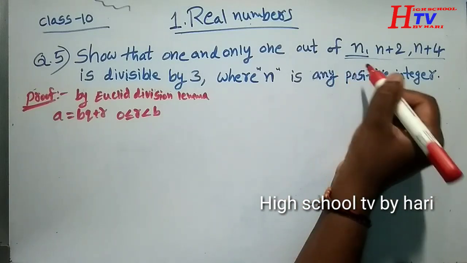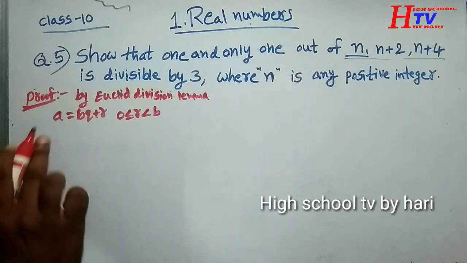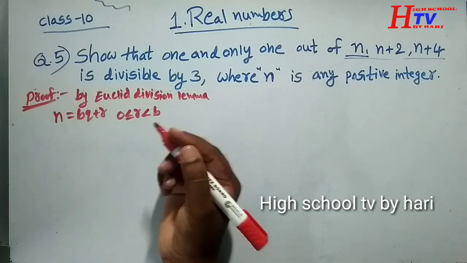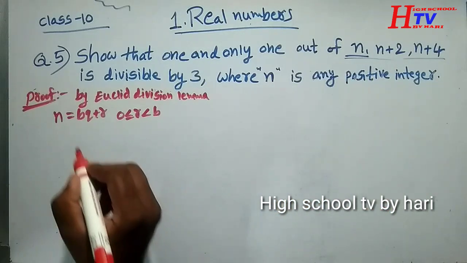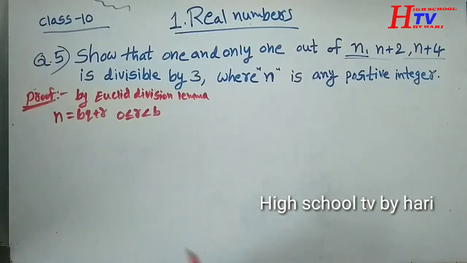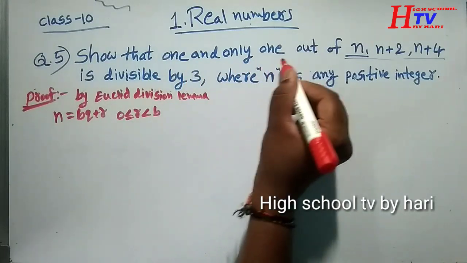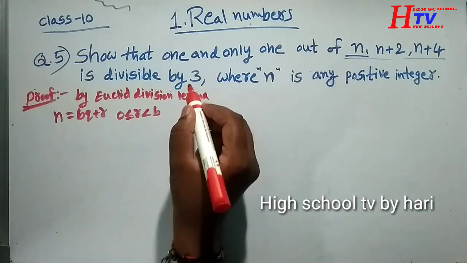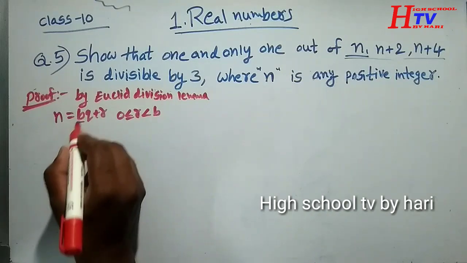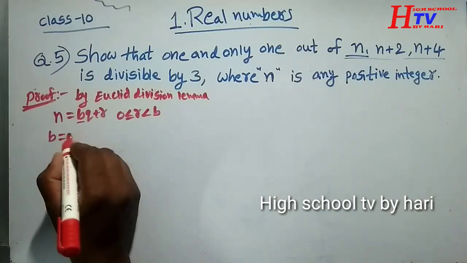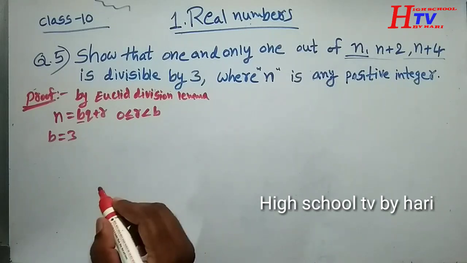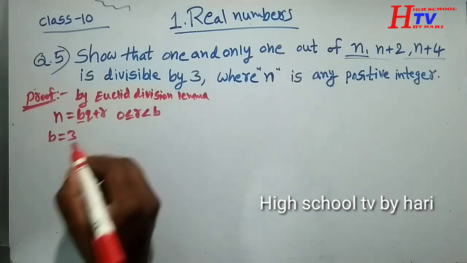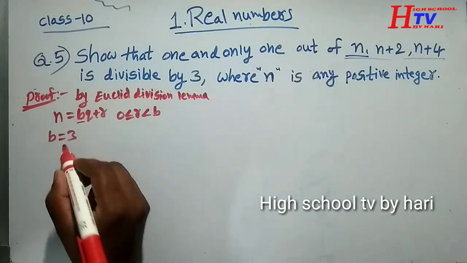But we have the question in terms of n, so replace this a with n. Here n is also a positive integer. n equals bq plus r. Show that one and only one out of n, n plus 2, n plus 4 is divisible by 3. Divisible by 3 means we should have 3 in the place of b. If the divisor is 3, then only that number is divisible by 3. So I have taken b equals 3.